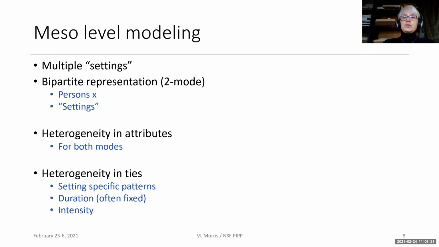We have now multiple settings, and you've got persons as one mode and settings as the other. There is, again, heterogeneity in attributes for both of the modes, persons and settings, and often heterogeneity in the ties as well. So there will be setting-specific patterns of ties. The duration may be fixed or may not be, but it's often fixed, as well as the intensity.